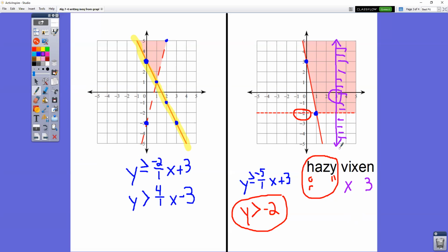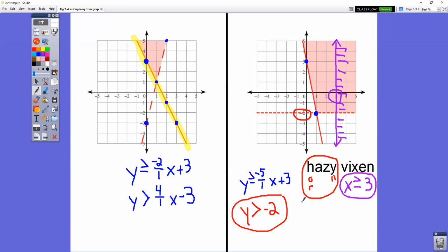It is a solid line that I drew, and we're shading above it because we want all the numbers that are bigger than it. That's how it's shaded. So a solid line and shading above would be greater than or equal to 3. This would be a vertical line. It's an x equation, where a horizontal line is a y equation.